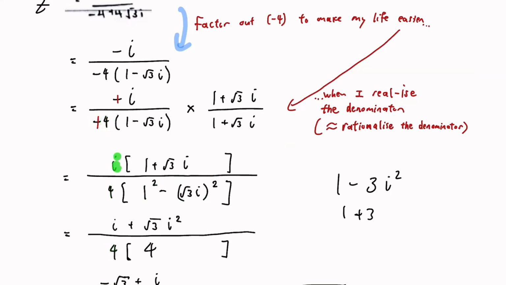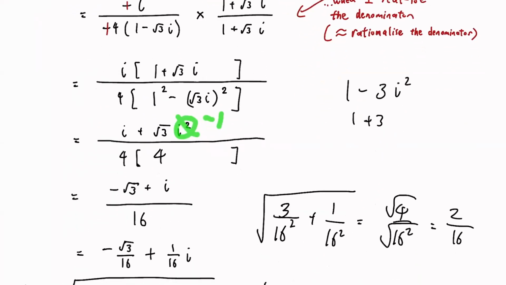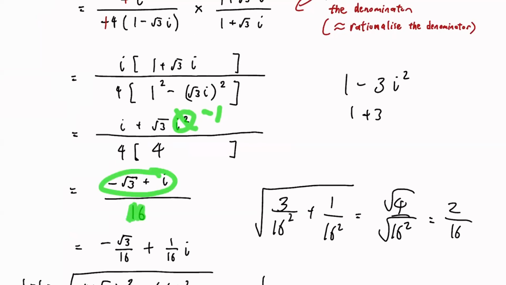Then there's an i outside of the bracket, you times in. You get i times 1, which is i, times root 3i, which is root 3 i square. i square is negative 1. So you get minus root 3 plus i, which is what I have over here. Then the denominator 4 times 4, 16. Clear so far? I split it out into a plus bi: negative root 3 over 16 plus 1 over 16 i.